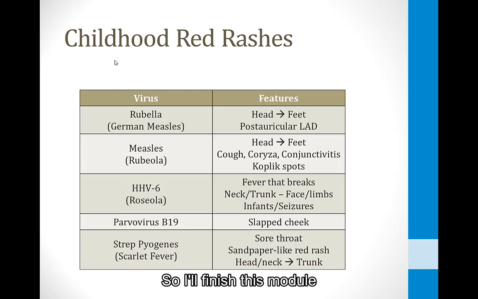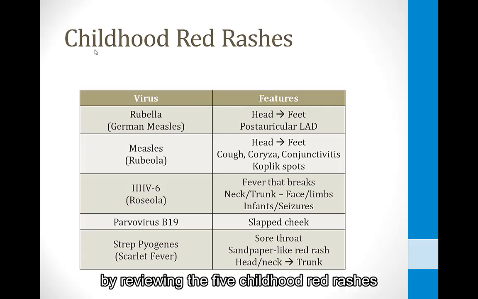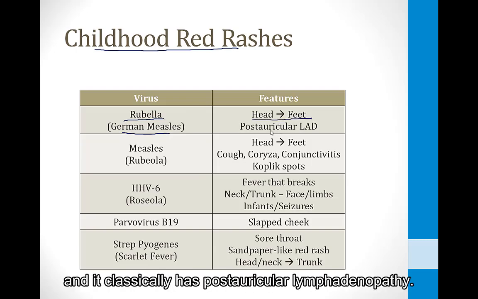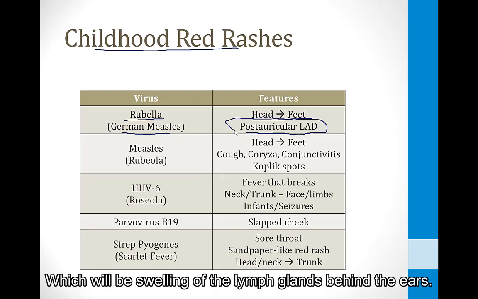So I'll finish this module by reviewing the 5 childhood red rashes that you should be able to recognize in board question stems. The first one is rubella virus infection, which is also called German measles. This is a maculopapular rash that starts at the head and spreads to the feet, and it classically has posterior auricular lymphadenopathy, which will be swelling of the lymph glands behind the ears.